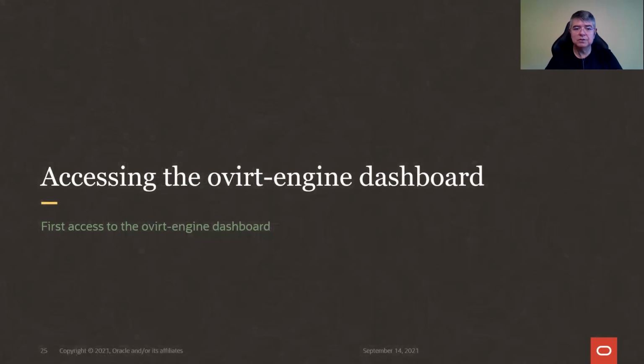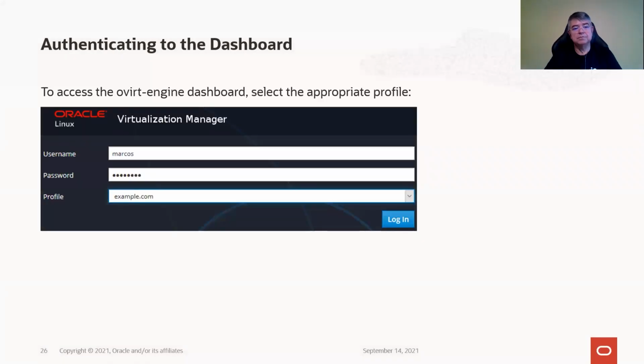If you go to the ovirt-engine dashboard, the administration portal or the user portal, at the starting point, you will need to select the specific profile where you're going to authenticate. By default, you have username, password, and the profile comes with the internal profile. It's where the admin user was created, and you can create another account for it. But we're going to test an external user. It comes from an external authentication mechanism. In this case, Active Directory. I enter with my username, Marcus, my password, and select the user profile.